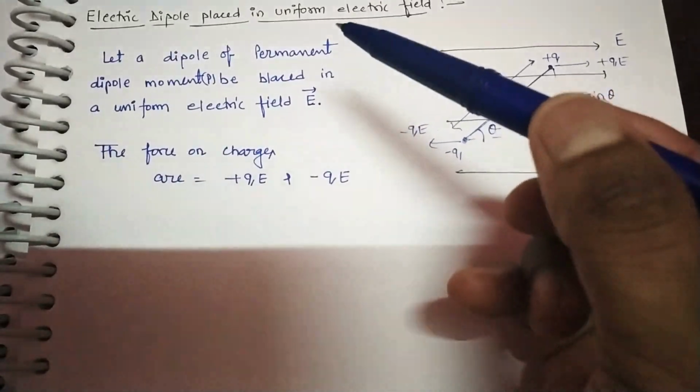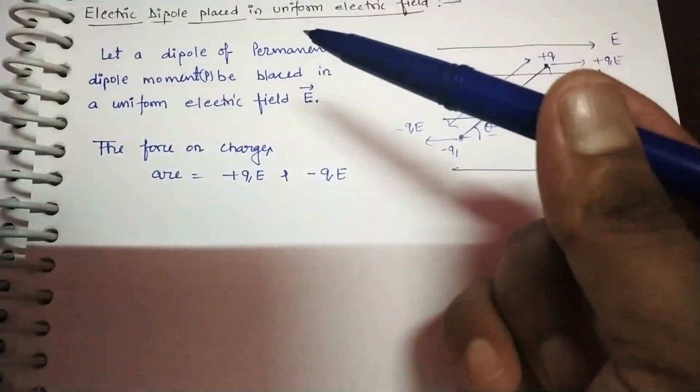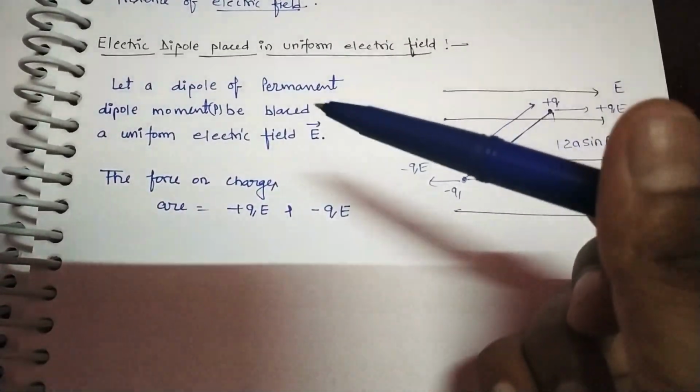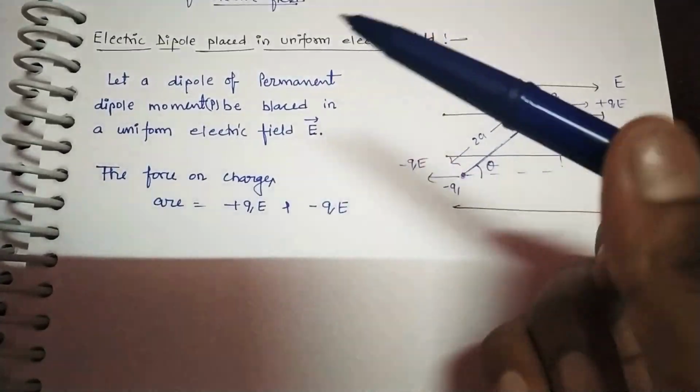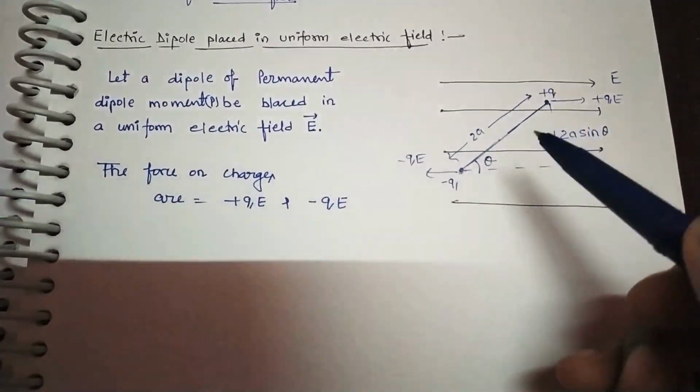Here you see the example of this pen. My two fingers are applying equal and opposite forces on the pen. What is happening? The pen is about to rotate. This thing in physics is called torque. The force applied is producing a torque on the pen. Similar thing will happen here.